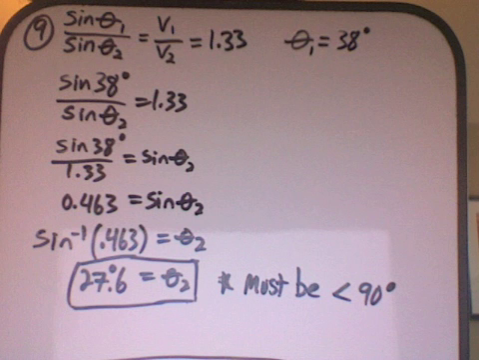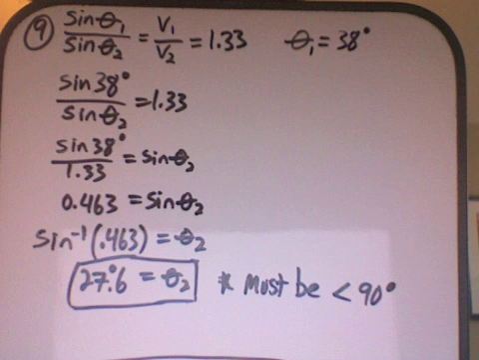Problem 9. We're supposed to use Snell's law, which is an idea from physics. Sine theta 1 over sine theta 2 equals v1 over v2. And that ratio v1 over v2 is also known as the index of refraction. We were told that that was 1.33 for this case, and we were also told that theta 1 equals 38 degrees. So just plugging in everything we know, we end up with this equation on the second line.